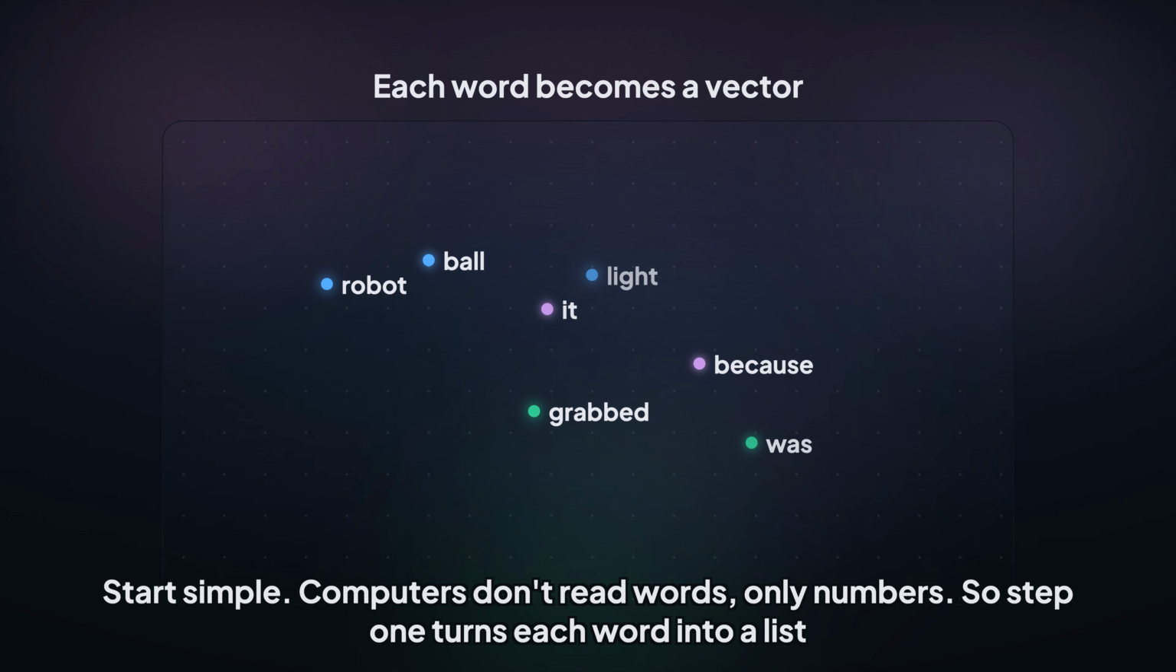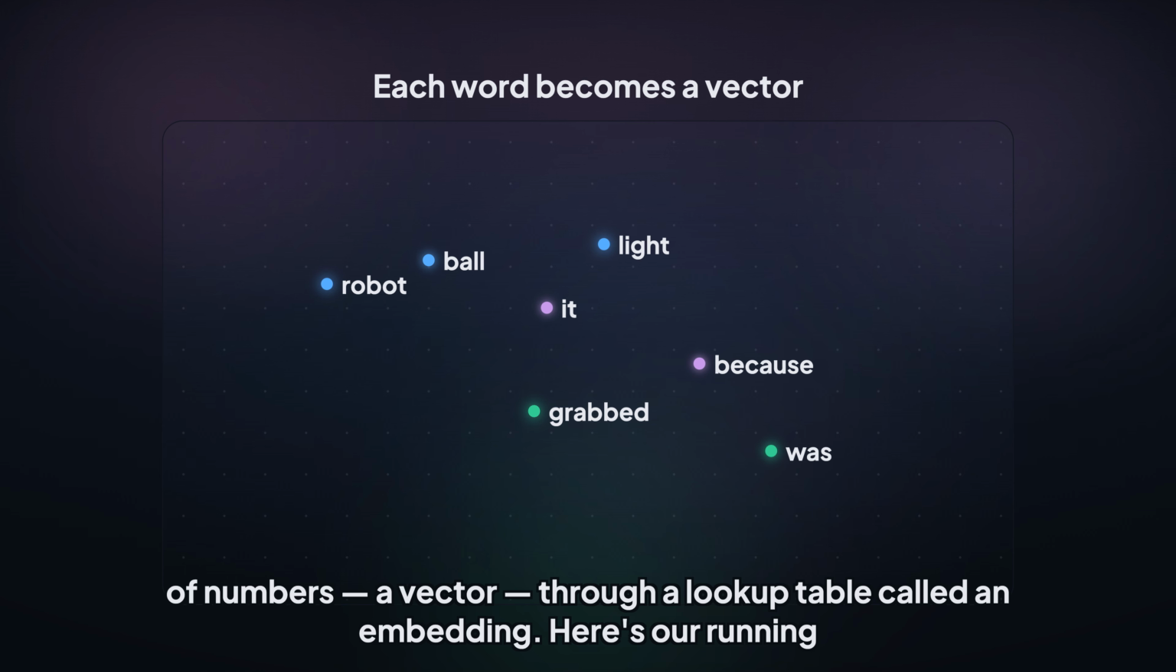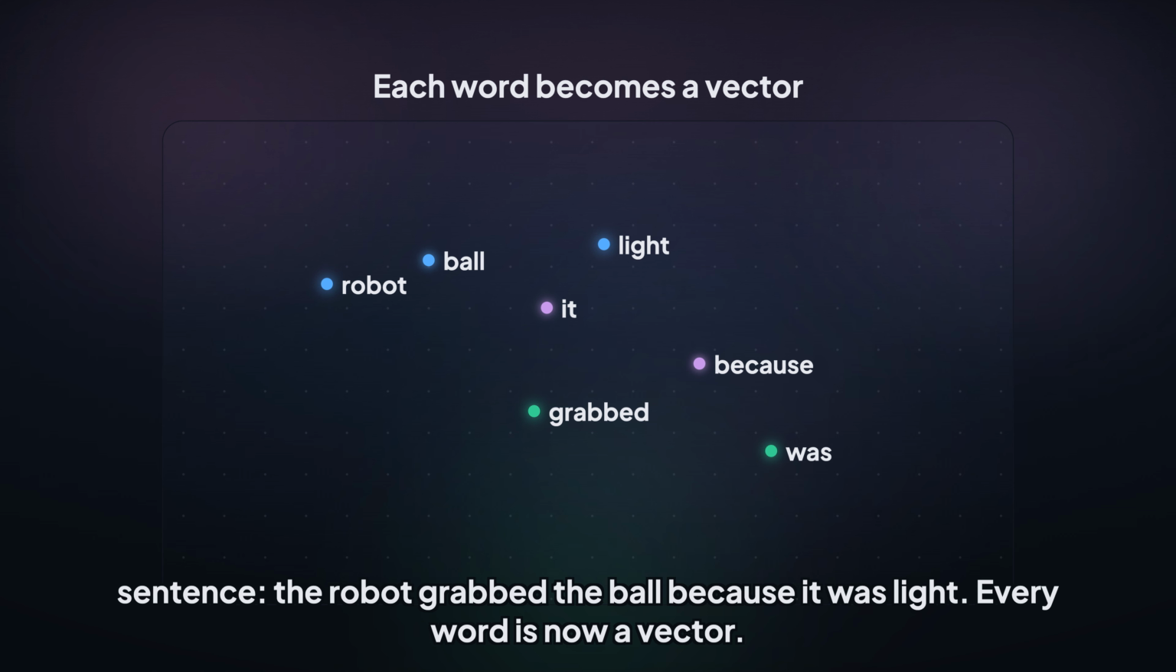Start simple. Computers don't read words, only numbers. So step 1 turns each word into a list of numbers, a vector, through a lookup table called an embedding. Here's our running sentence. The robot grabbed the ball because it was light. Every word is now a vector.